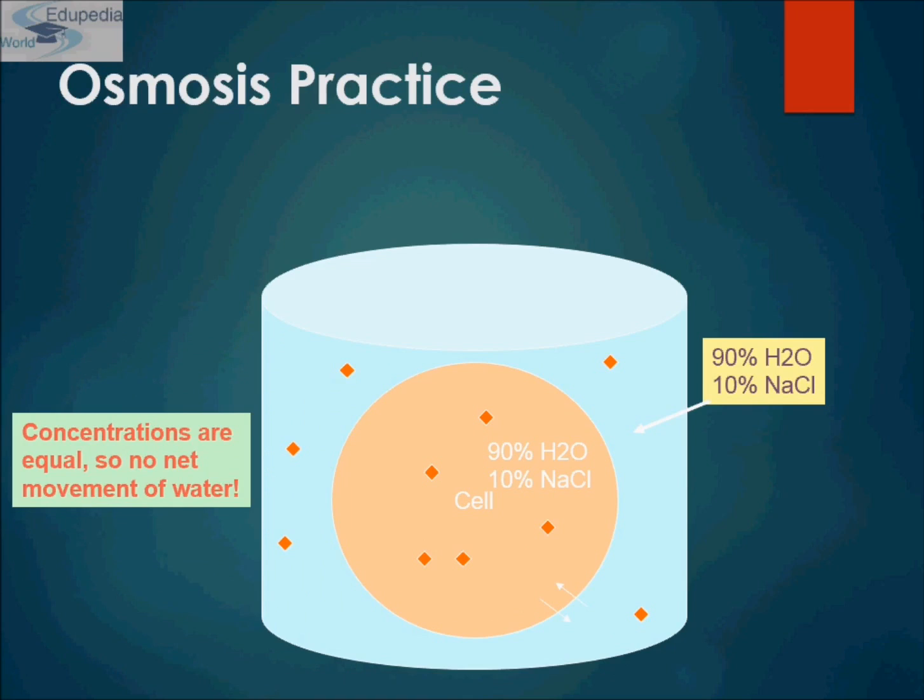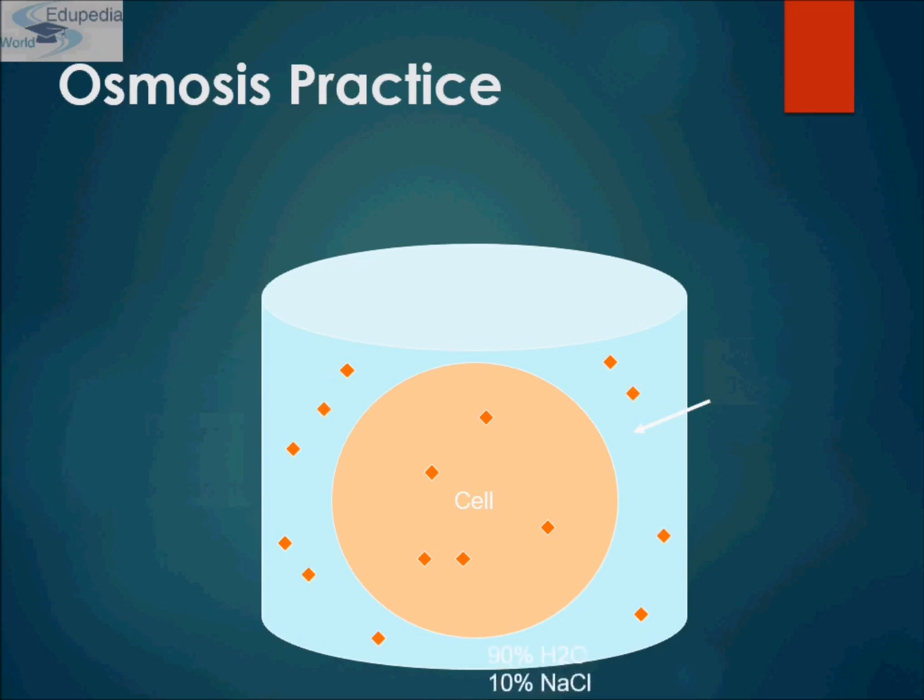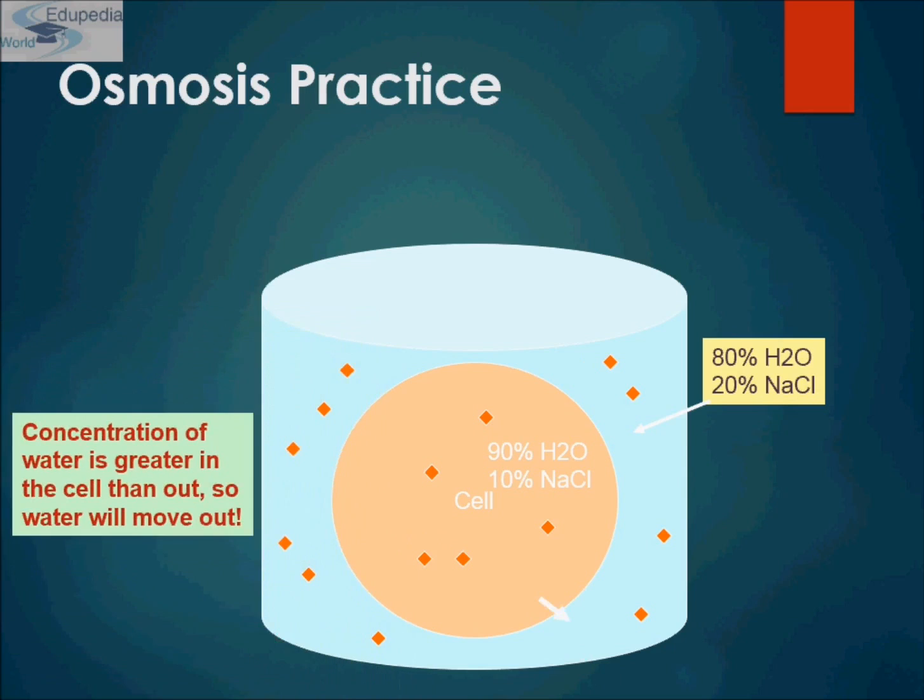Okay. Now we will discuss the second osmosis practice. The cell concentration is 90% water and 10% NaCl, and the solution concentration is 80% water and 20% NaCl. Then what will happen? The concentration of water is greater in the cell than outside. So water will move out of the cell. Then the cell will become flaccid. That means it will shrink because its water has moved out.